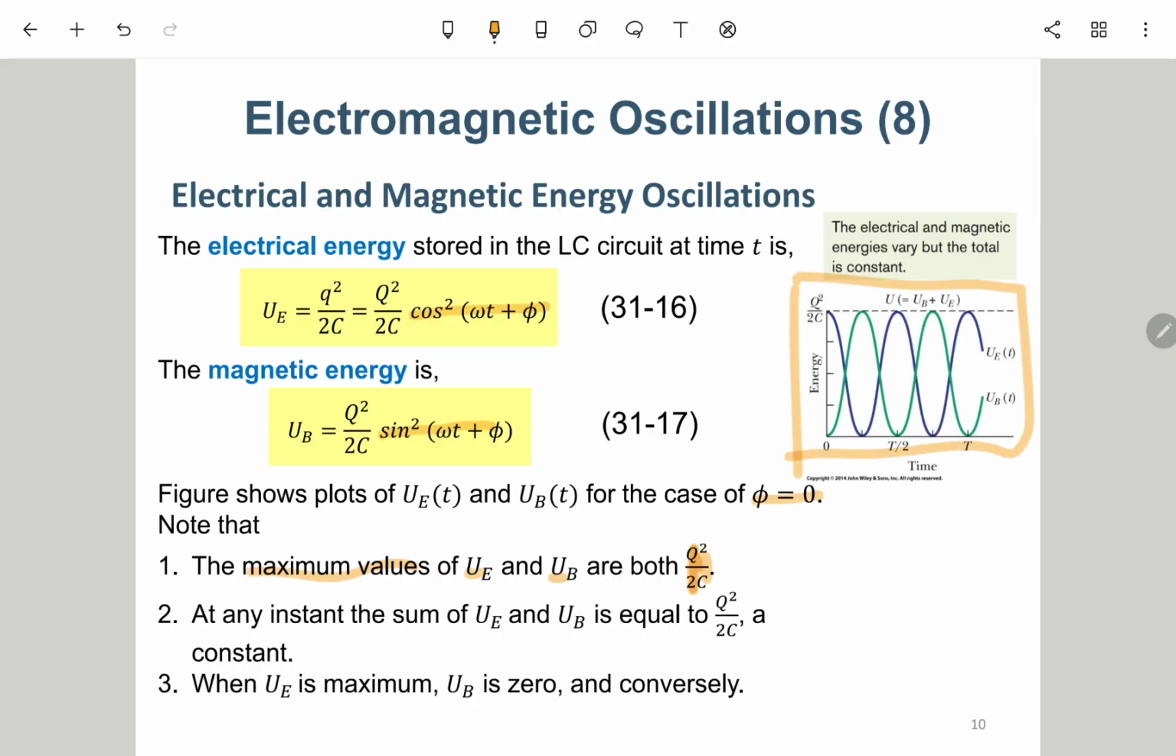One is cosine squared, one is sine squared. If you are familiar with trigonometry, cosine squared x is half of (1 plus cosine 2x), and sine squared x is (1 minus cosine 2x) over 2. So you can see here is the 1/2, and then plus or minus the cosine of 2x.